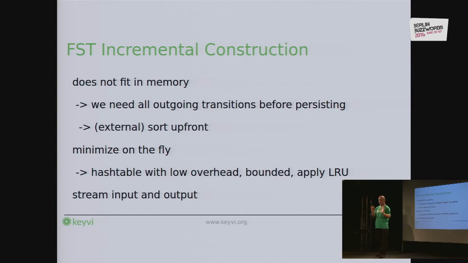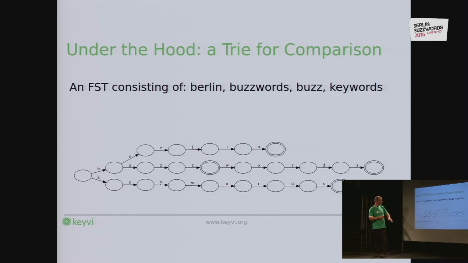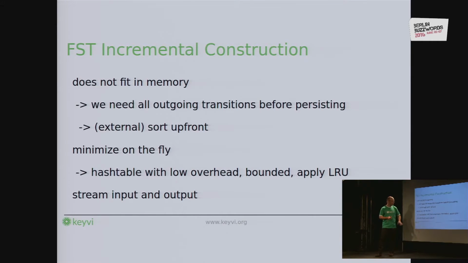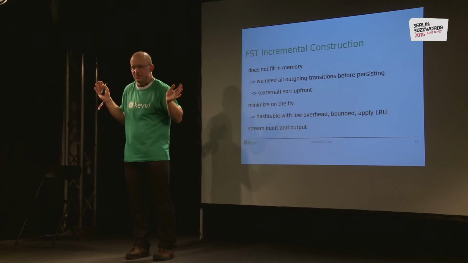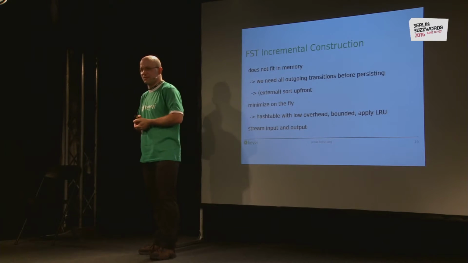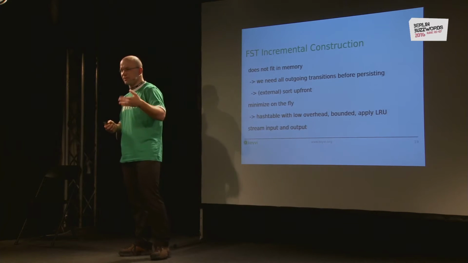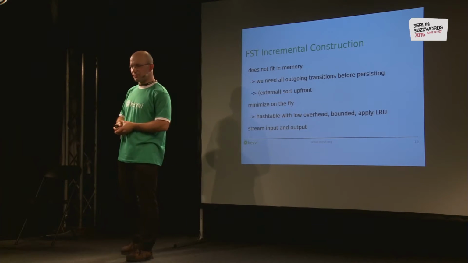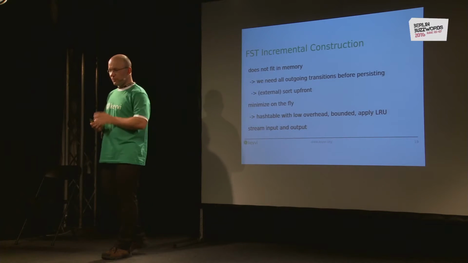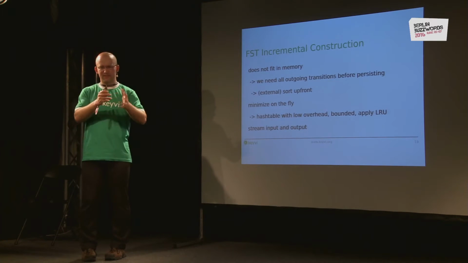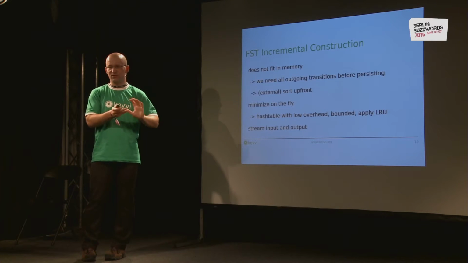Okay, how do we build this thing? We have big data, right? We have terabytes of data. So obviously this whole thing doesn't fit into memory. I mean, that should be immediately clear. What does it mean for us? Well, if we want to construct such a state, we have to know all the outgoing transitions. Simple solution: we just sort up front. Sorting, we all learned it at university, external sort is a solved problem. What we in addition have to do is find ways to optimize this thing, the so-called minimization.